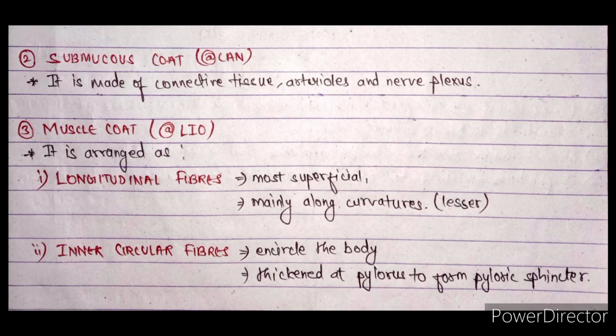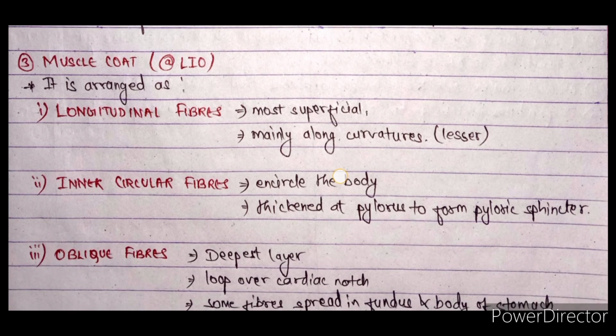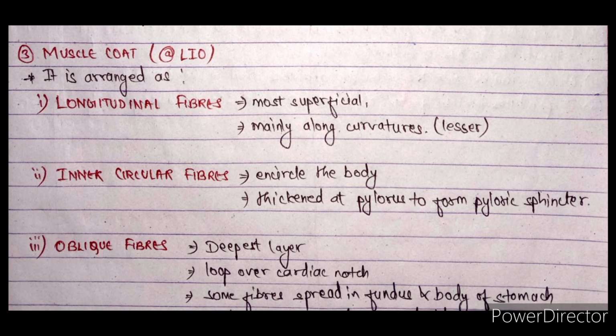Now let's talk about the second layer of the stomach, that is submucous coat. It is made up of connective tissue, arterioles and nerve plexus. We can use the mnemonic CAN for submucous coat. Now the third layer is known as muscle coat. It is arranged as longitudinal fibers, inner circular fibers and oblique fibers. We can remember this by using the mnemonic LEO.